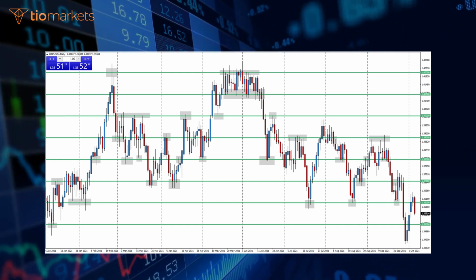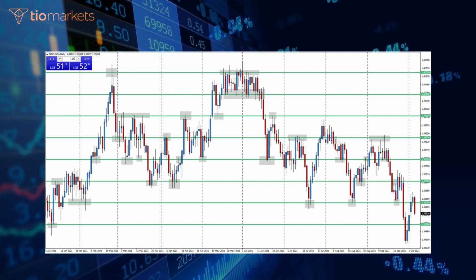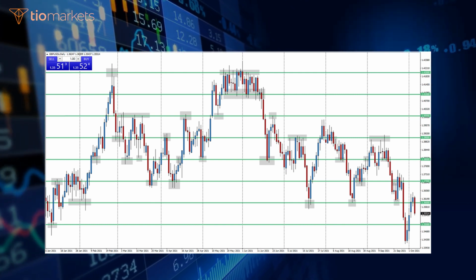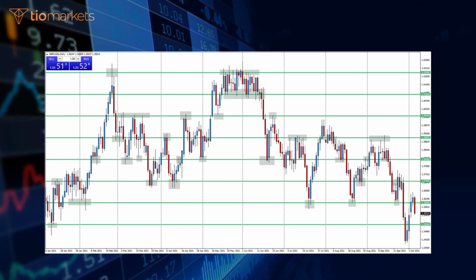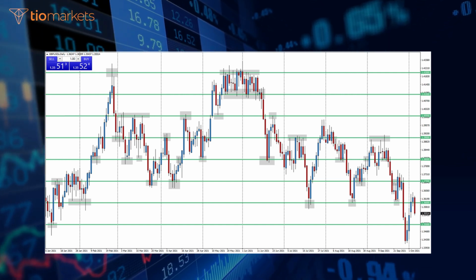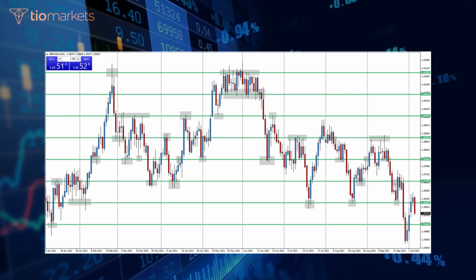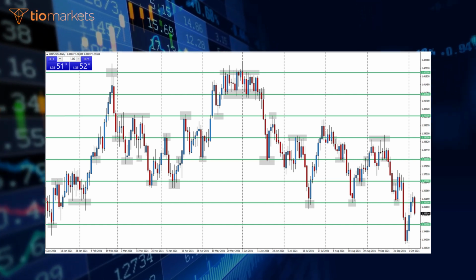They are significant psychological numbers that can support or reject the price. They can be used to initiate trades from or as profit targets. This can also be taken a step further with the 50s in between, like 1.3850, 1.3750, and so on, for even greater precision or for shorter term trading styles.